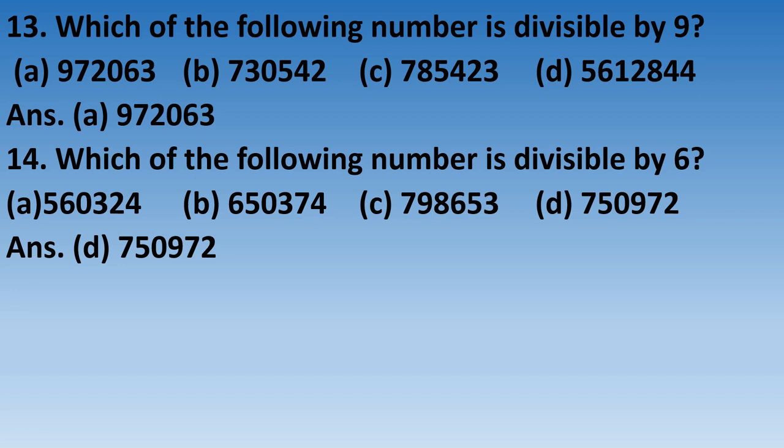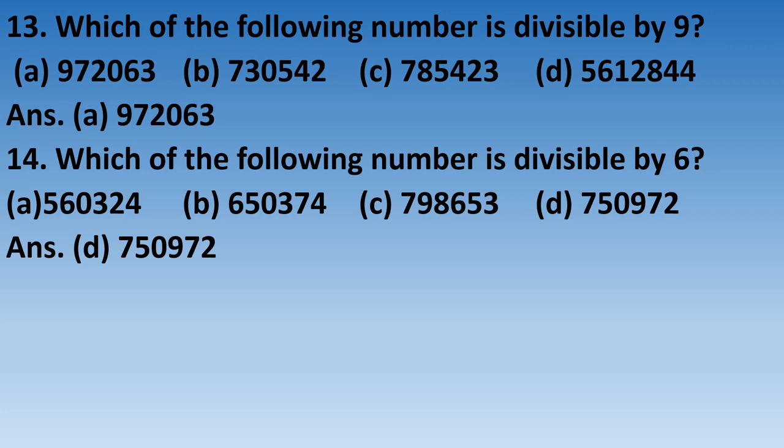14th, which of the following number is divisible by 6? A number is divisible by 6 if it is divisible by 2 and 3 both. So answer is 7,50,972. This number is divisible by 2 and 3 both, so it is divisible by 6 also.